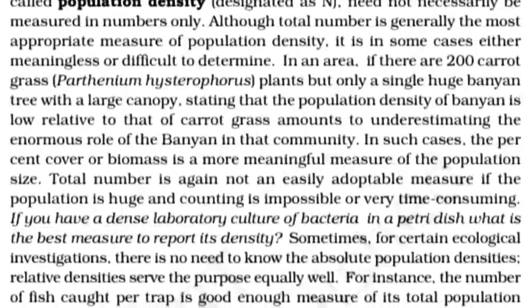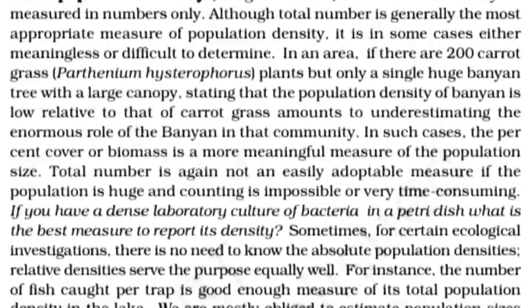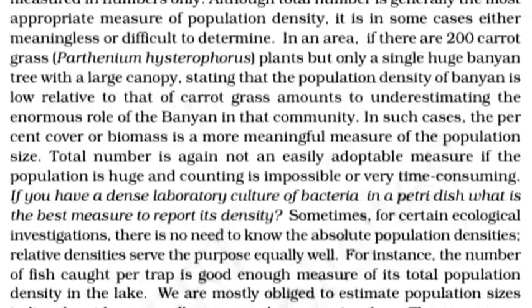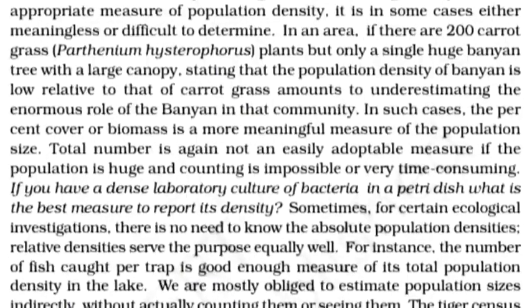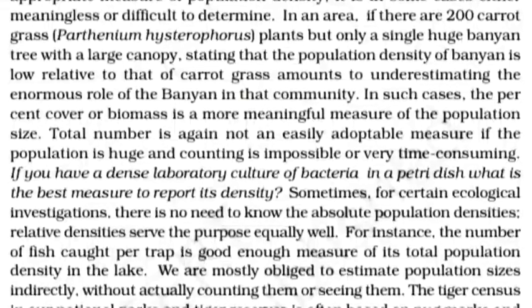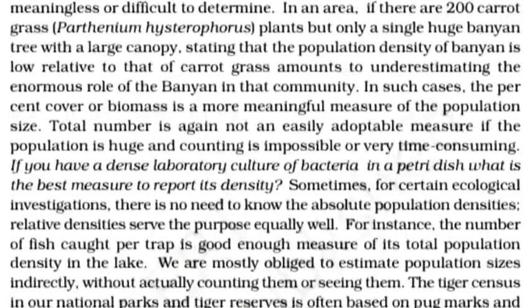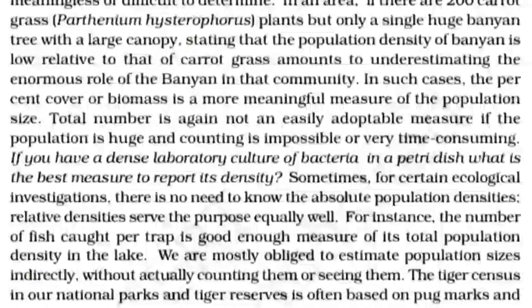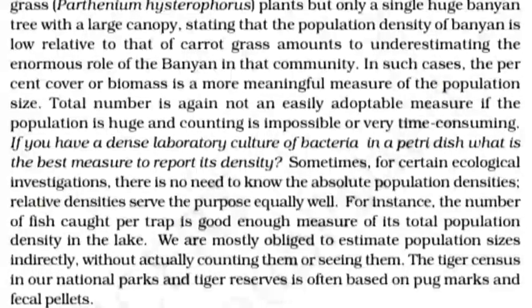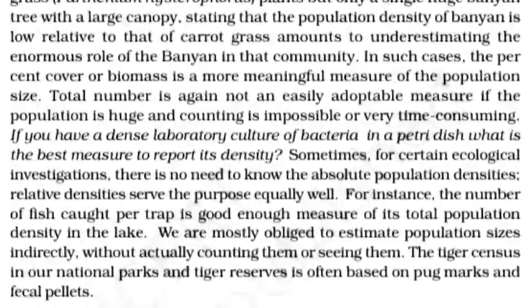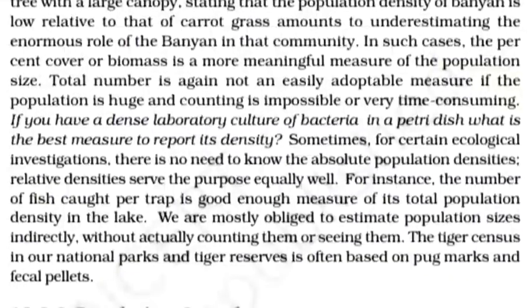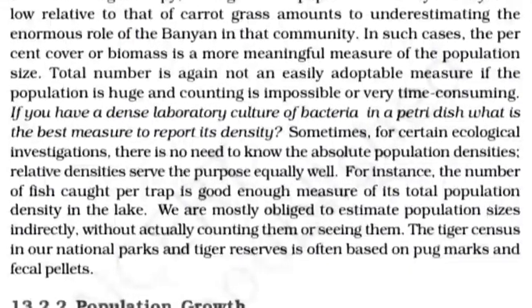In an area, if there are 200 carrot grass, Parthenium, plants, but only a single huge banyan tree with a large canopy, stating that the population density of banyan is low relative to that of carrot grass amounts to underestimating the enormous role of the banyan tree in the community. In such cases, the percent cover or biomass is a more meaningful measure of the population size.